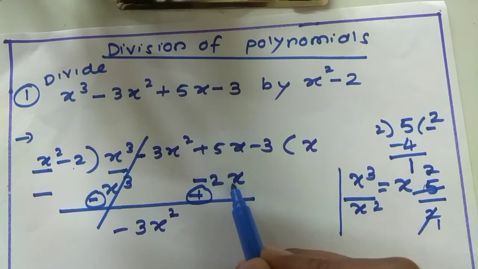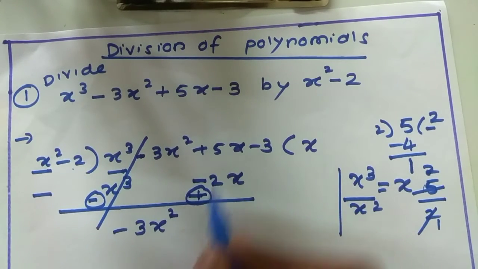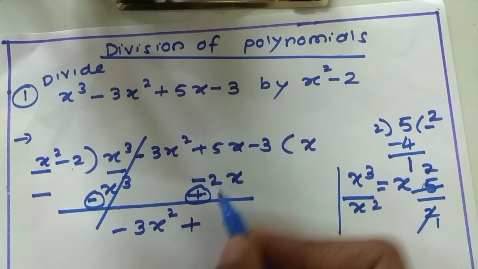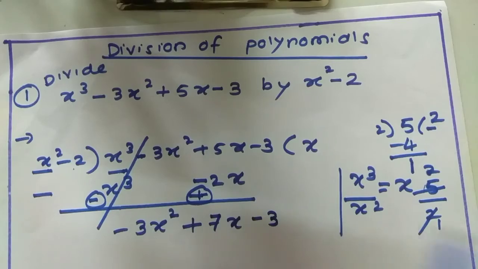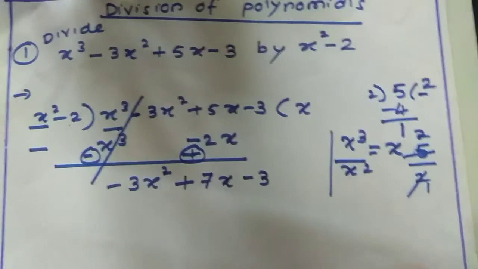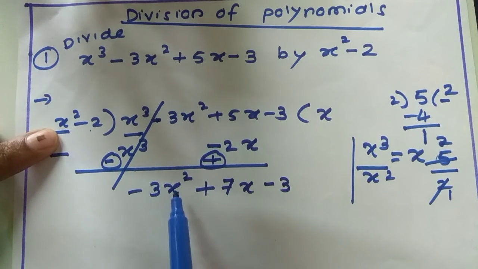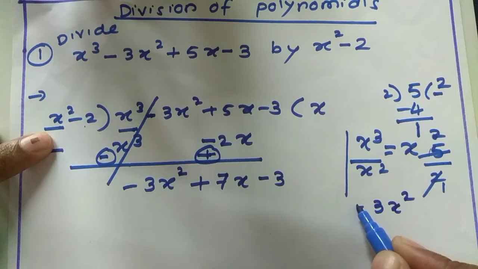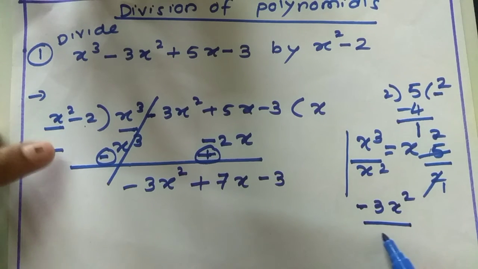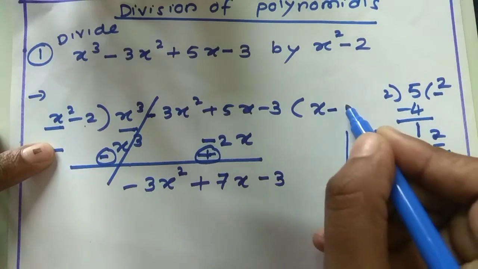Now see here x, like terms, so we can operate on them. Both have plus sign, which means we can add them. So 5x plus 2x is 7x. Minus 3 we take as it is. Now we will try to eliminate this minus 3x square. In the divisor we have x square. What do we need here? Minus 3. You can multiply with minus 3 or just follow the same method: minus 3x square, along with the sign, divided by x square. What we got here is minus 3. So this is the new term in the quotient.